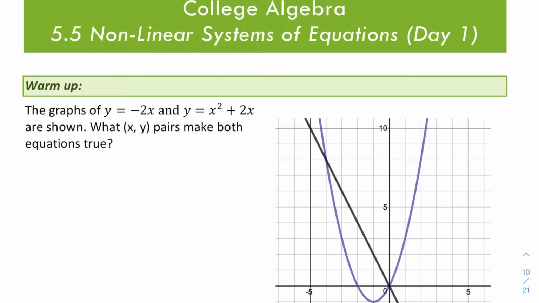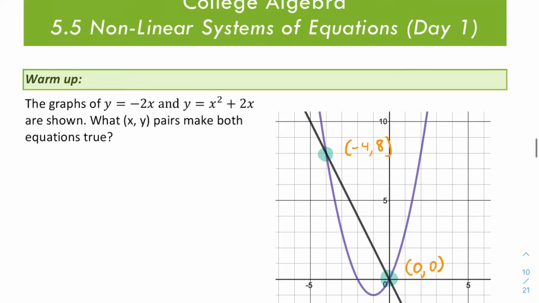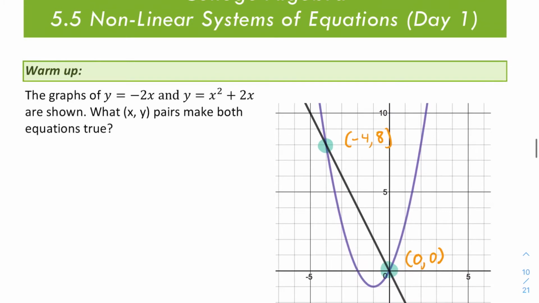Today we're going to solve some systems of nonlinear equations. So, quick little warm-up, we're looking at one that is solving by graphing. If you look at this quadratic and this linear function, the 2 points that make both of those equations true at the same time are the points (-4, 8) and (0, 0). So there are 2 solutions to that system of equations.